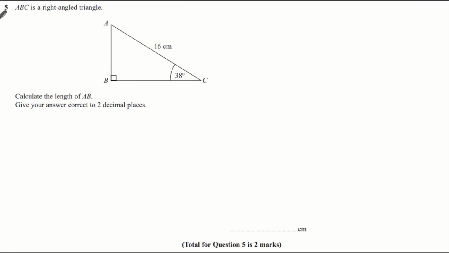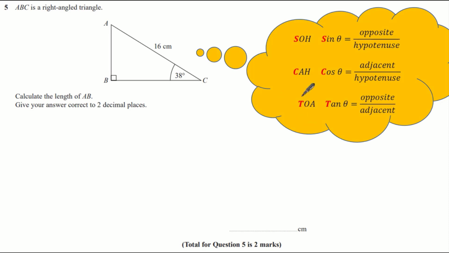Question 5 states ABC is a right-angled triangle. We're asked to find the length of AB, giving our answer to 2 decimal places. Now, whenever you're given a right-angled triangle with a labeled angle and length, you know we're looking at trigonometry. So remember, SOH CAH TOA. SOH indicates sin theta is opposite over hypotenuse. CAH indicates cos theta is adjacent over hypotenuse. And TOA indicates tan theta is equal to opposite over adjacent.